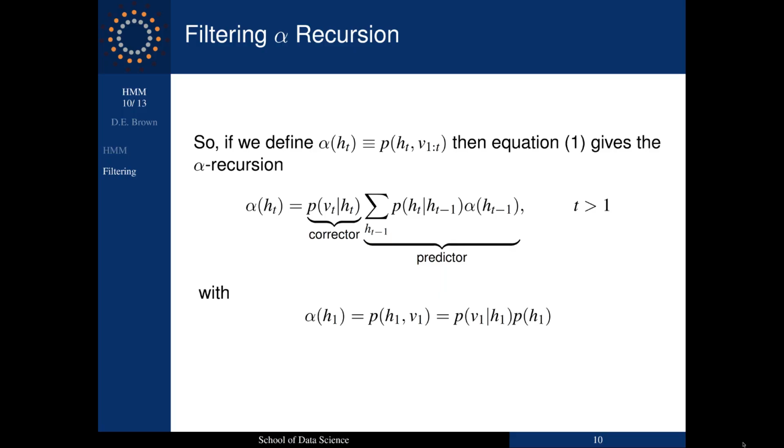And for t equal to 1, the alpha of h of t is simply equal to that joint distribution of h of 1, v of 1, both of those at the first time unit. And we can rewrite that in terms of conditional probabilities as the conditional probability of the visible unit at time 1 given the hidden unit at time 1, times the probability of the state of the hidden unit at time 1.